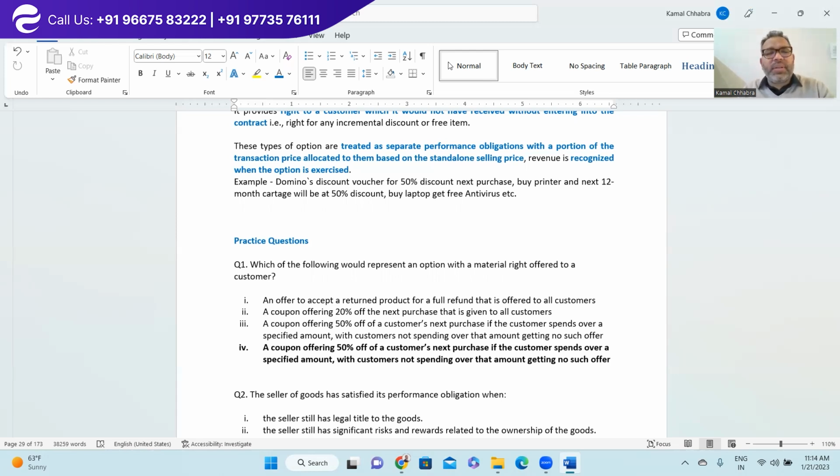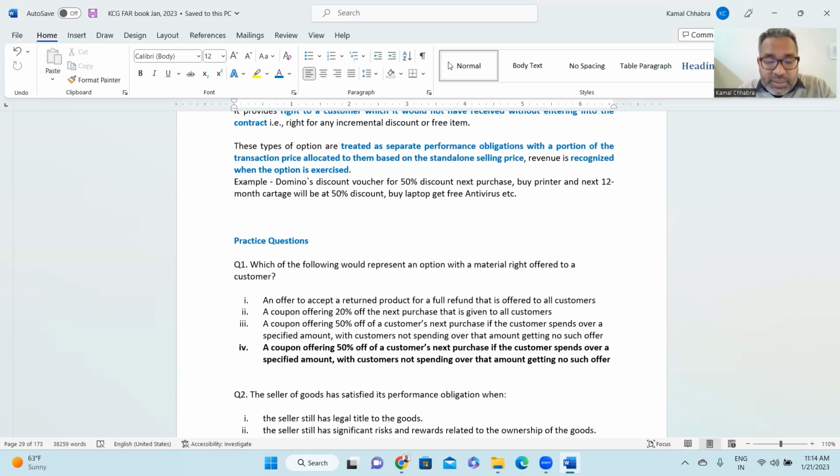Revenue is recognized when the option is actually exercised. If you are purchasing the extended warranty, then only the revenue for the extended warranty is recognized, right? For example, a Domino's discount voucher, 50% discount on next purchase, or buying a printer and the next 12 months of charges will be at 50% discount. Buy a laptop, get a free antivirus. Sometimes you'll get a free antivirus also. This free antivirus is also a material right because you are purchasing a laptop from the dealer. Make sense?